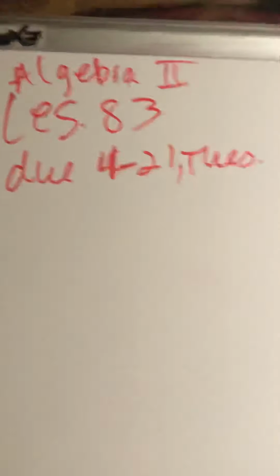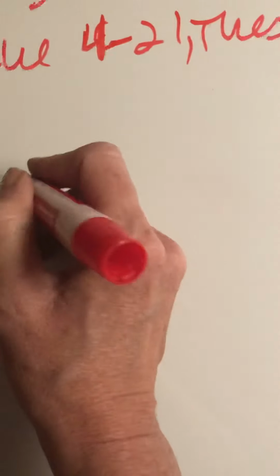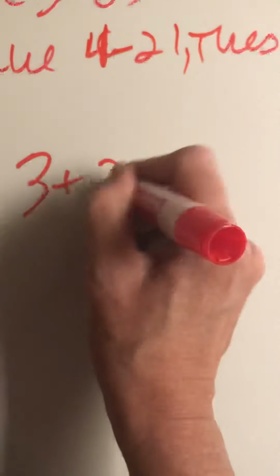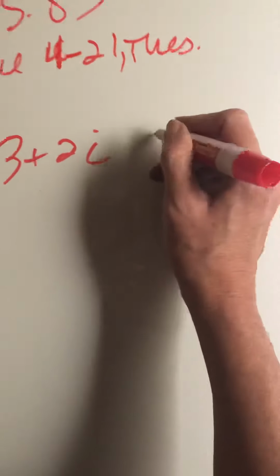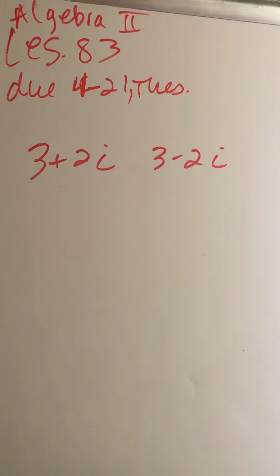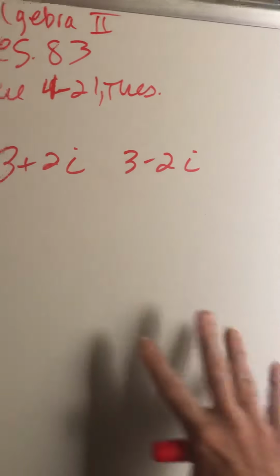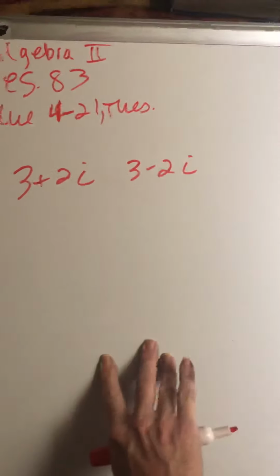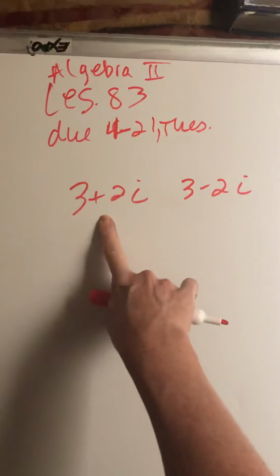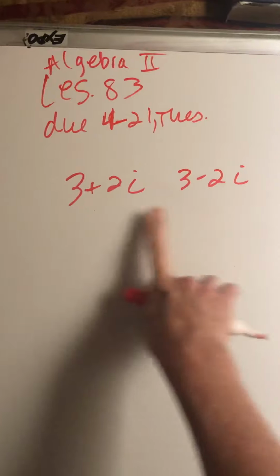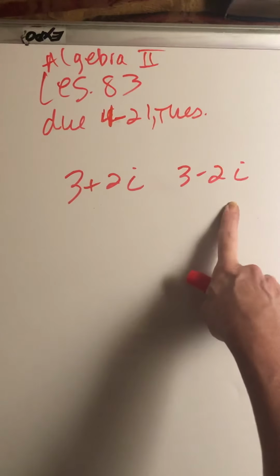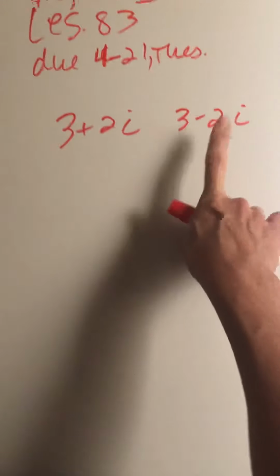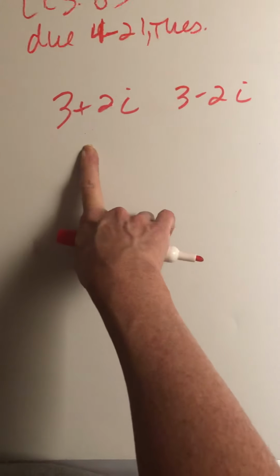Okay, now for a little more challenging stuff. When you have complex roots, now we've seen those. We've seen where we get an i. When you have complex roots, if you're just given one complex root, you have the conjugate. So if you're just given 3 plus 2i, you have the conjugate of 3 minus 2i. If you're given 3 minus 2i, you have the conjugate 3 plus 2i.